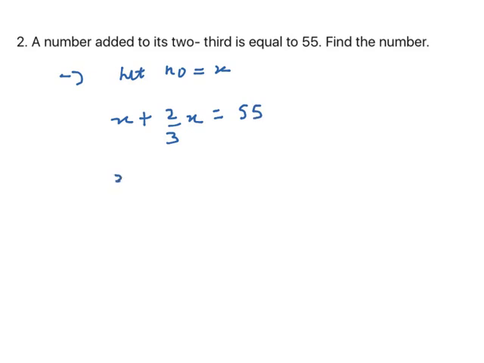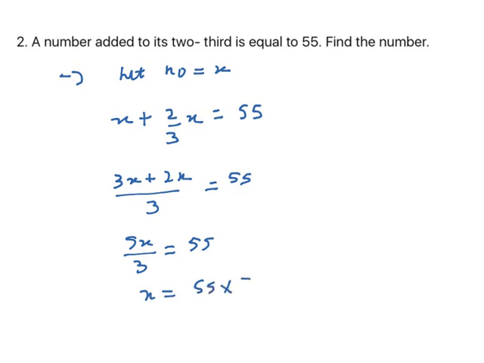We will take the LCM. We will add: 3x plus 2x divided by 3 is equal to 55. Now we have 5x by 3 equals 55. We will take 5 by 3 to the opposite side. So we will have x equals 55 times 3 by 5. Here we will get 11, it means x equals 33. Simple. This is the very simplest step to solve any question.